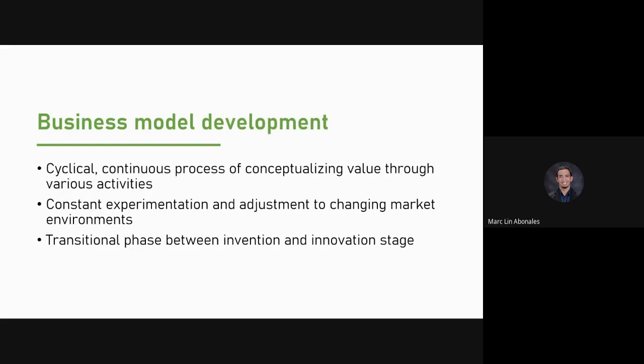For the business model development, the process is the following. It is a cyclical, continuous process of conceptualizing value through the activities of market segmentation, value proposition, and revenue modeling. And it is organizing for value creation involving cost and revenue estimation. And it is finding equipment, resources, and partners to permit collaborative innovation. Also, it is a constant experimentation and adjustment to changing market environments. And also, it is a transitional phase between the invention and the innovation stage. So thereby implying that the process of business model development for the commercialization of innovations is a fundamental aspect within the innovation process.